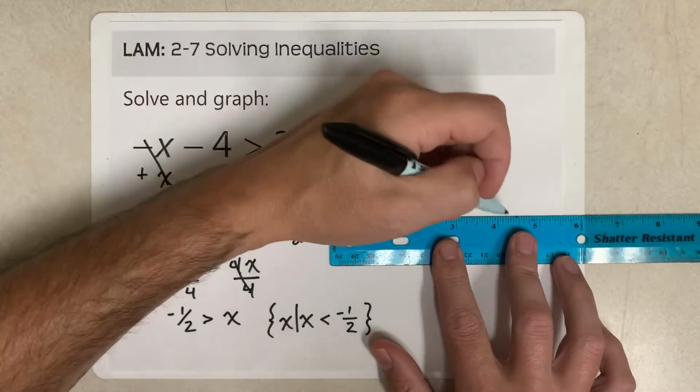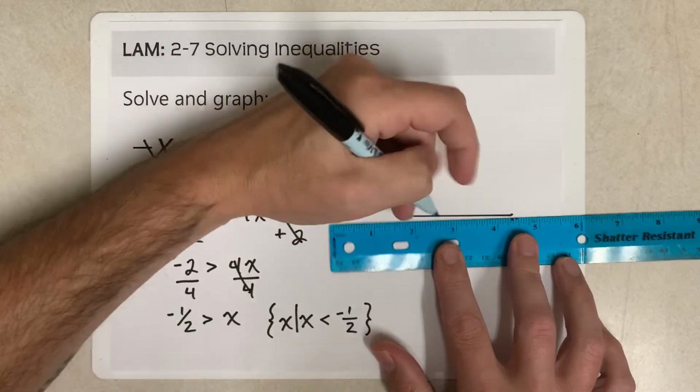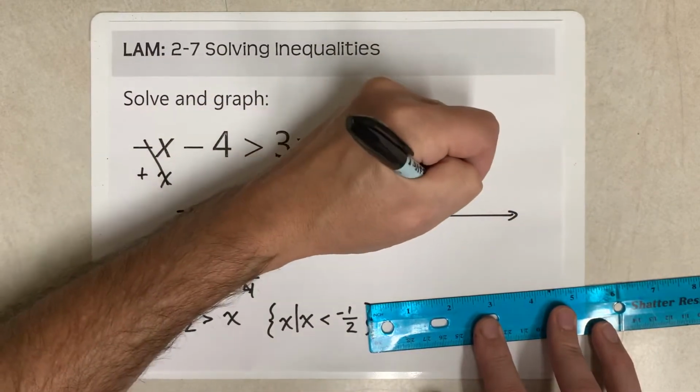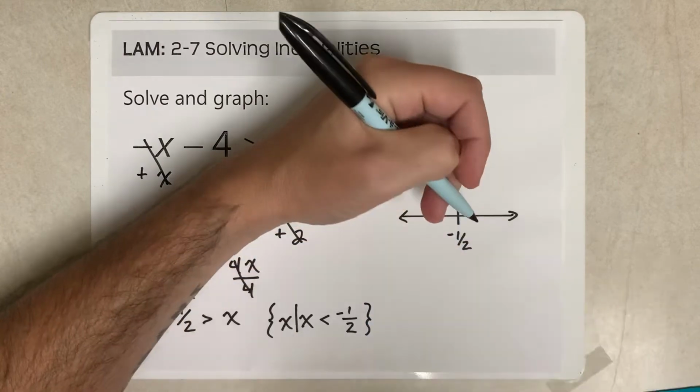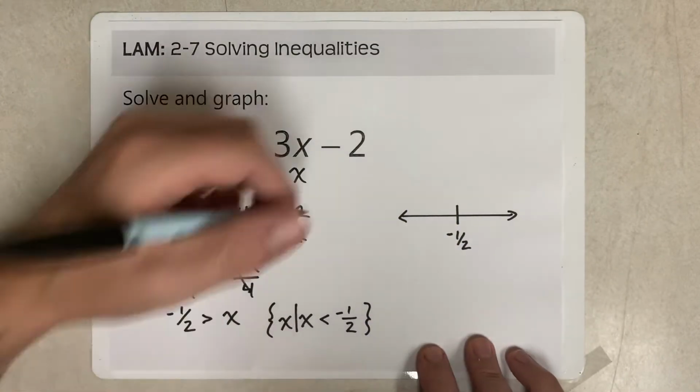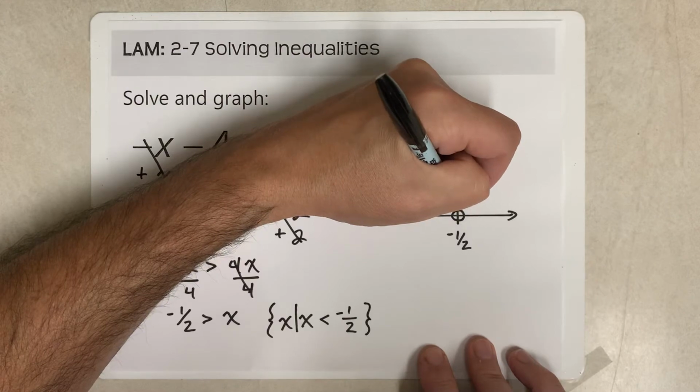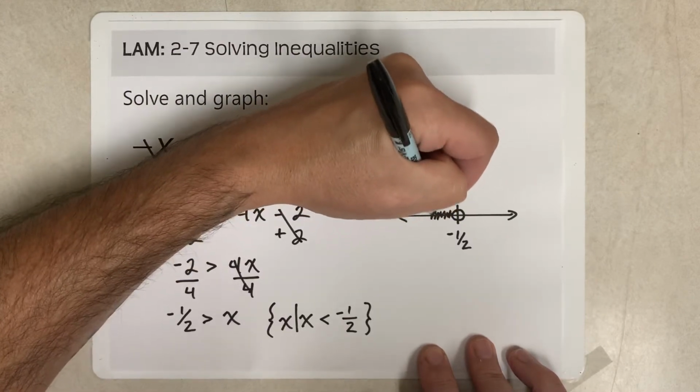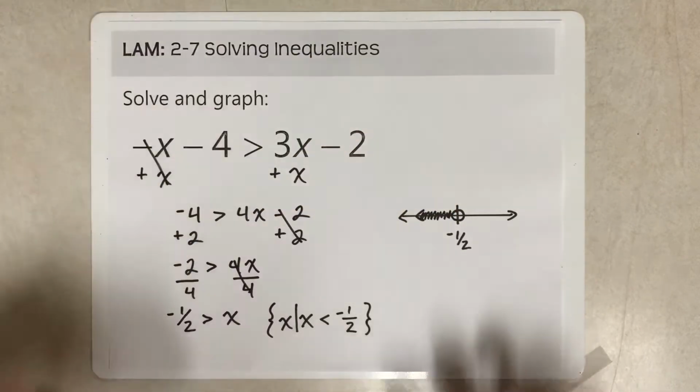All right, so let's talk about our graph. Our graph needs -1/2 to be right in the middle. And we are less than strictly, so that's an open circle. And we're going to shade to the left. And then there's our graph.